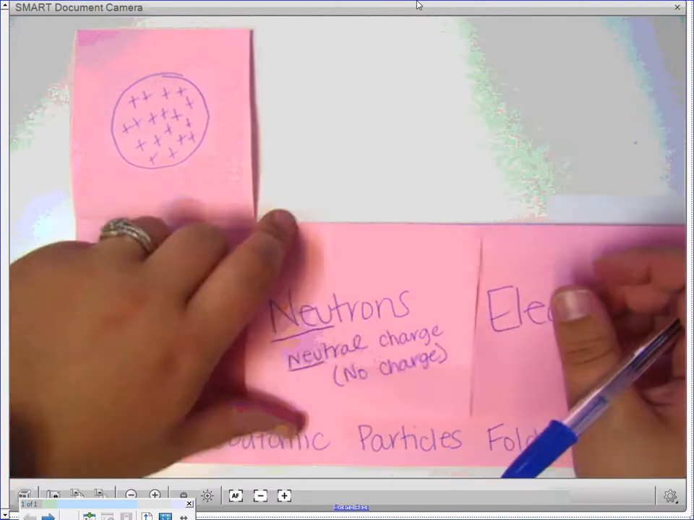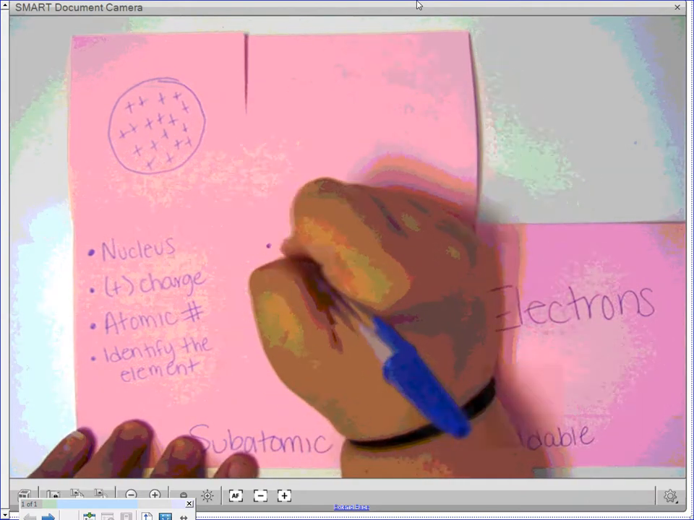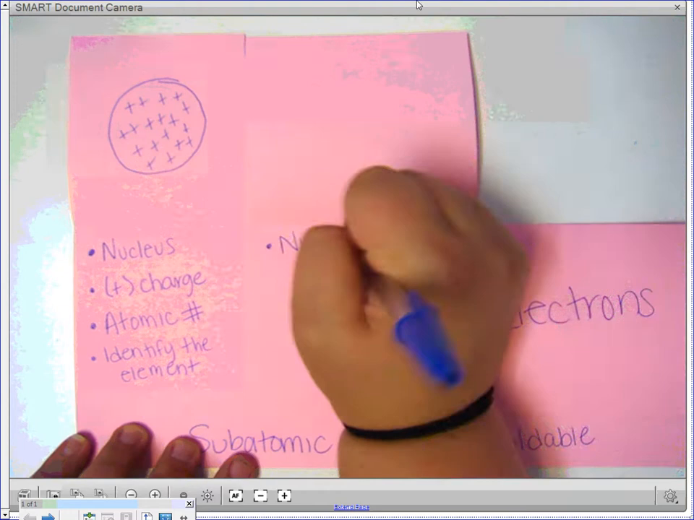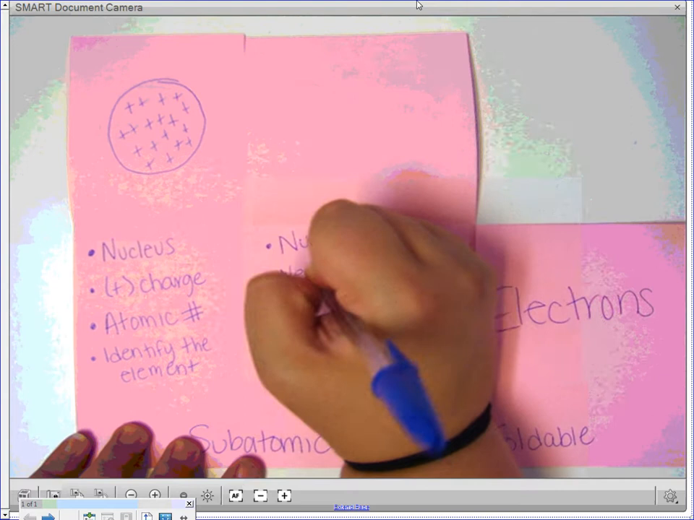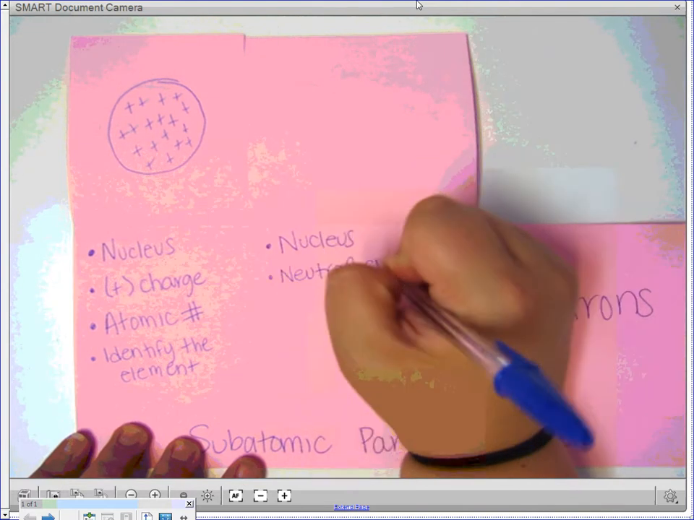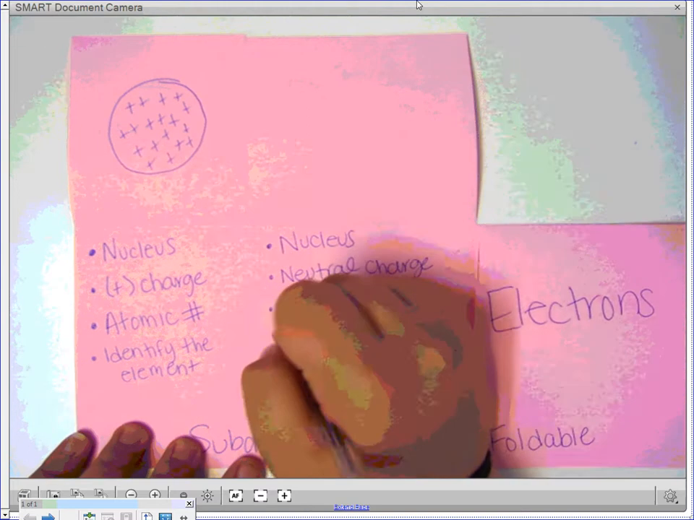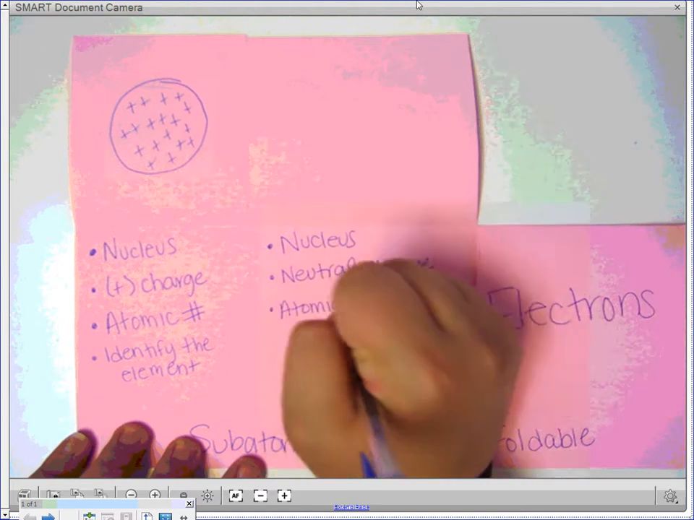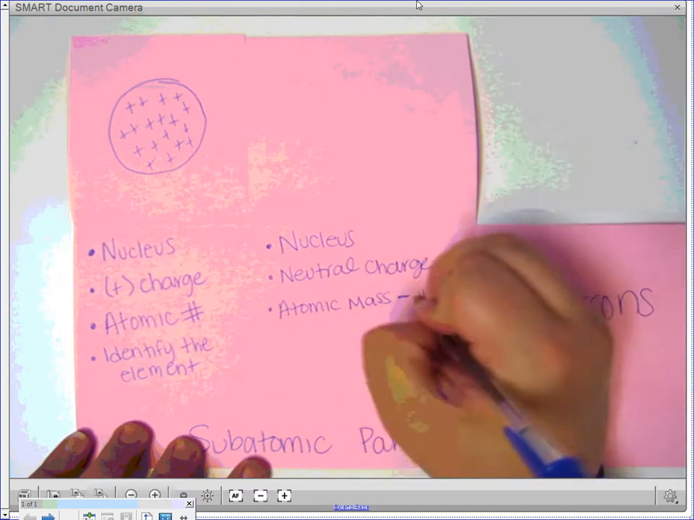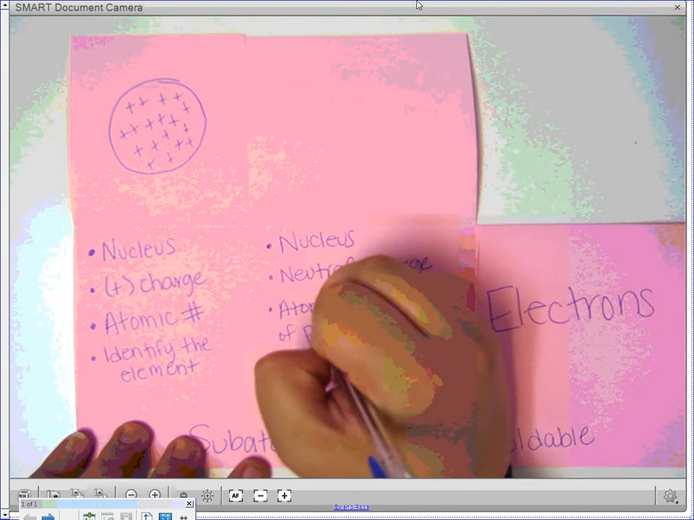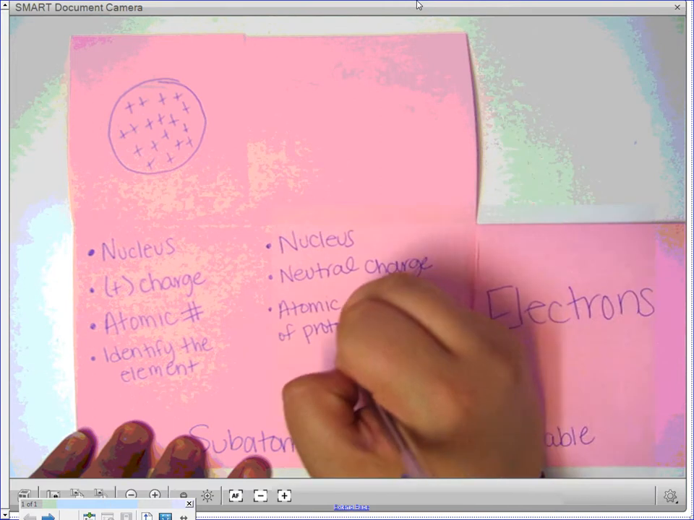Alright, so if we open this up, now where are neutrons found? That's right, they are found in the nucleus with the protons. They have a neutral charge. And here's the cool thing. You take the atomic mass minus the number of protons, and that equals the number of neutrons.